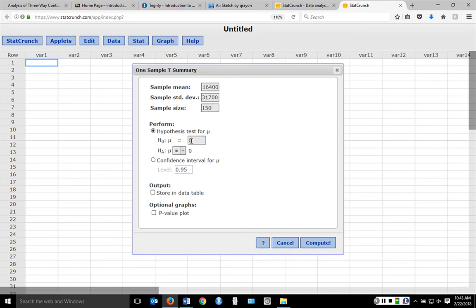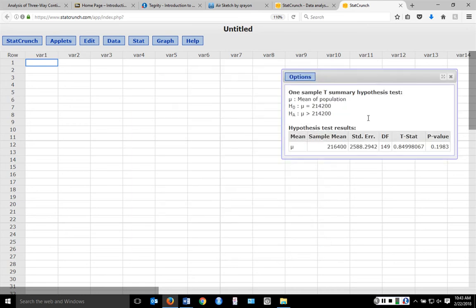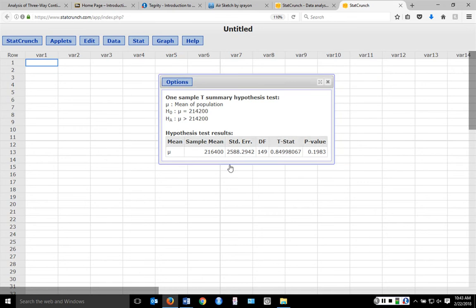Then here, I'm going to make my hypotheses look like the ones we wrote in step 1. So the number I had here in my null hypothesis was $214,200. And then for my alternative, we had a greater than sign. Once I have that, I'm just going to hit my compute button, which gives me my results here.